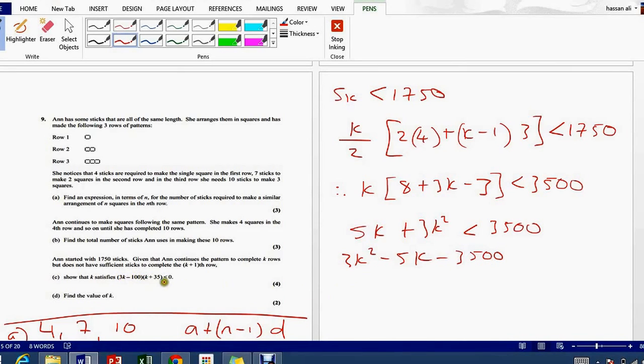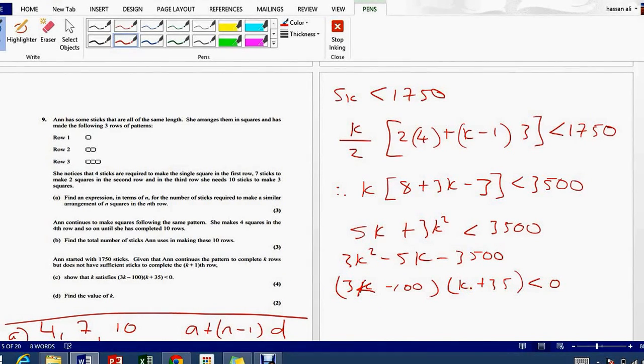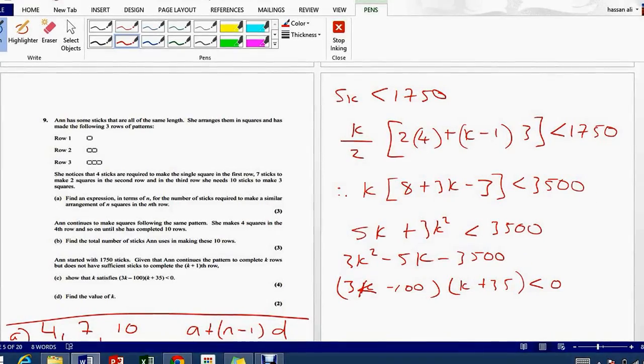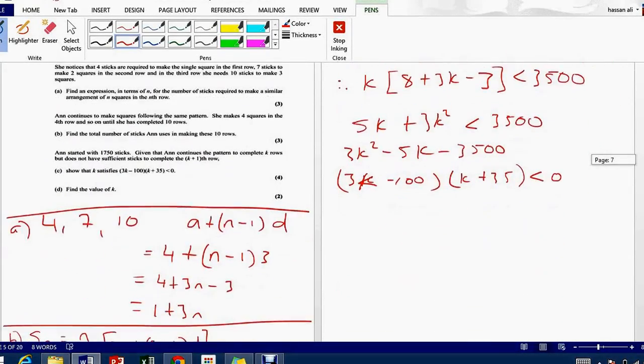Now I want it in this format here, so if I factorize, and you can check this later, it should be k, and if I factorize this, this will be the answer, and all of that is less than 0. Okay, so we've done that bit there. And part D simply says, for 2 marks, find the value of k.